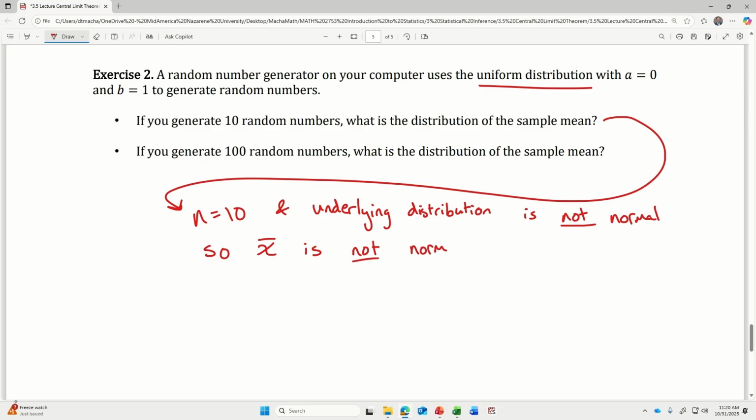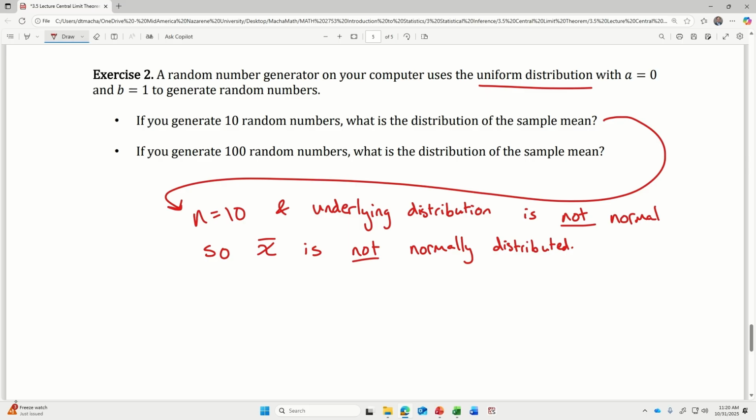Would you want us to find the mean of the uniform distribution on the test, or are we done doing that? The mean of the uniform is pretty easy. It's the midpoint between a and b. So it'd be 0.5.